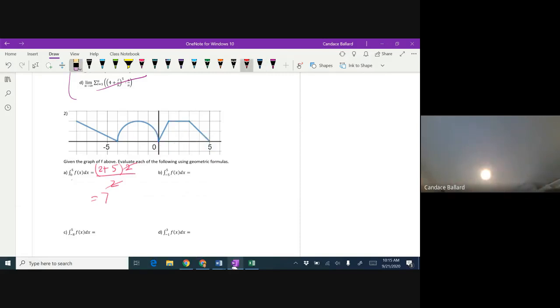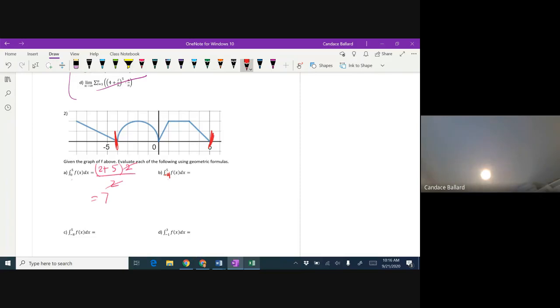Okay, I'm going to look at the next one. It says I have to go from -5 to 5 this time. So -5 is right here. That was terrible. That's not what I meant. I meant to go from -4 to 5. So let's retype that. It's -4 to 5. So we're going to go from here to here. So now we have a semicircle and a trapezoid.